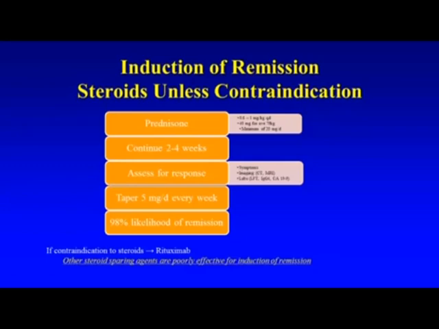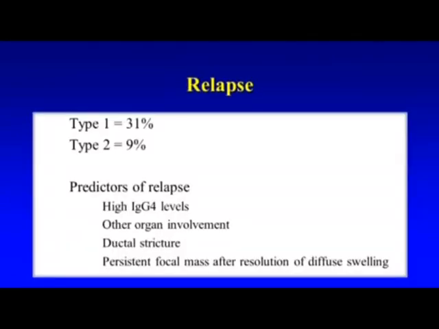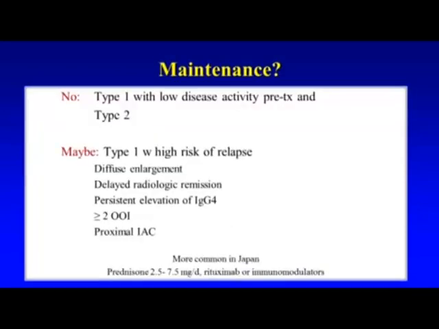If there's a contraindication to steroids, then the treatment is rituximab, not immunomodulatory agents, because just like with inflammatory bowel disease, they take too long to kick in. Relapse is fairly common with this technique. With type 1, it's been reported up to 31%, type 2 about 9%, and predictors of relapse include the presence of high baseline IgG4 levels, the setting of other organ involvement, the presence of a ductal stricture in the bile duct, and the presence of a persistent focal mass after the resolution of diffuse swelling.